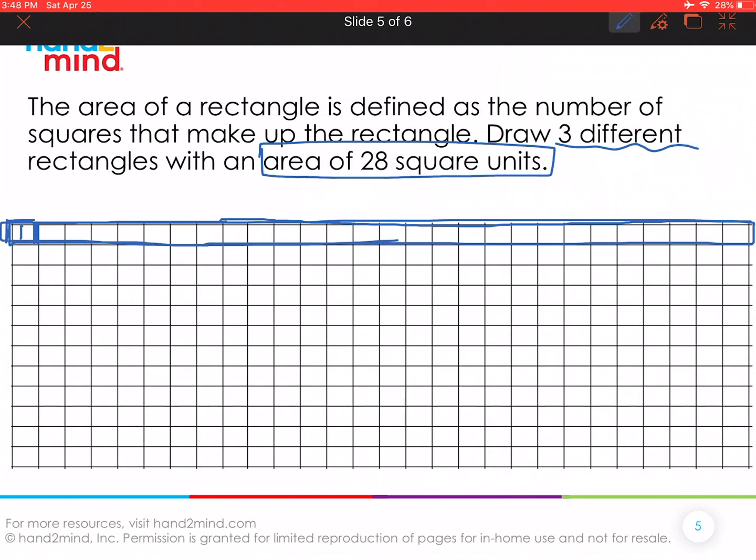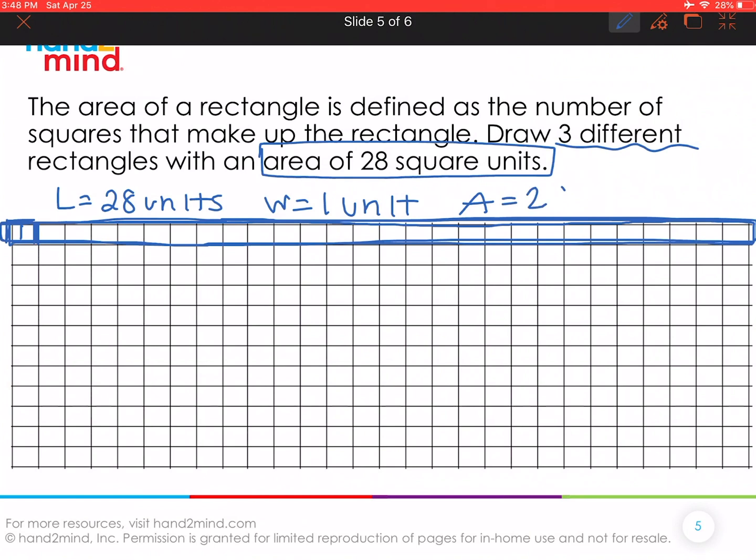And the dimensions of this rectangle, I'm just outlining it so you guys can see it. The dimensions, the length would be 28 units. The width would just be, how tall is it? 1 unit. And again, the area would be 28 square units. And I'm going to write it as units squared. Awesome.